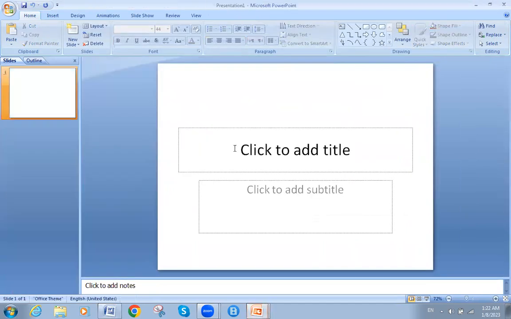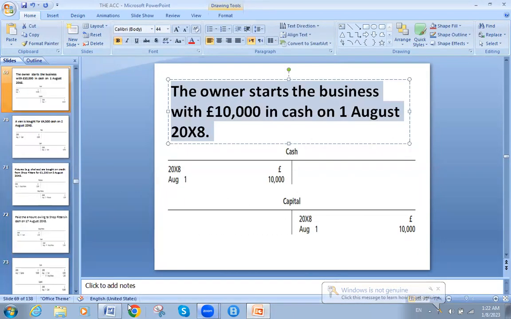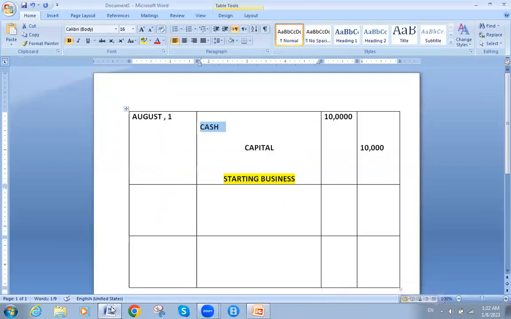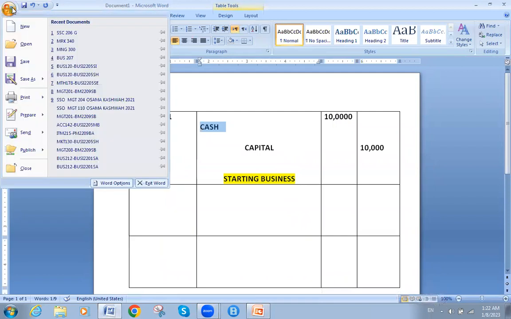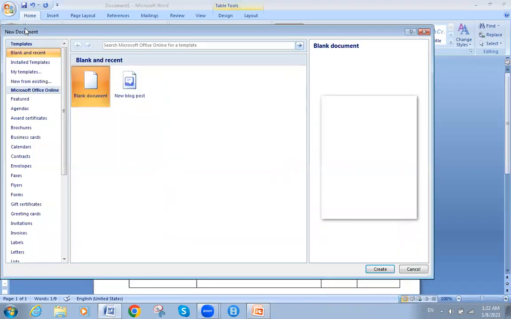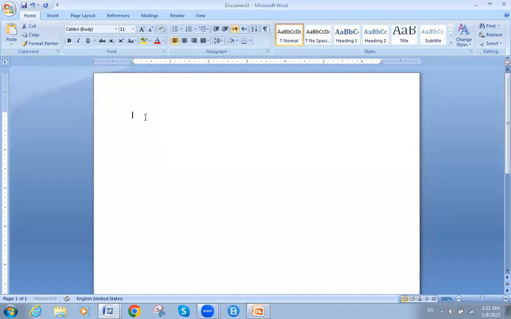Perfect. And I will put it, no, we need one slide. We don't need slides, sorry about that. We don't want slides. Let us go to a new file, another new file. New document. Here we go.